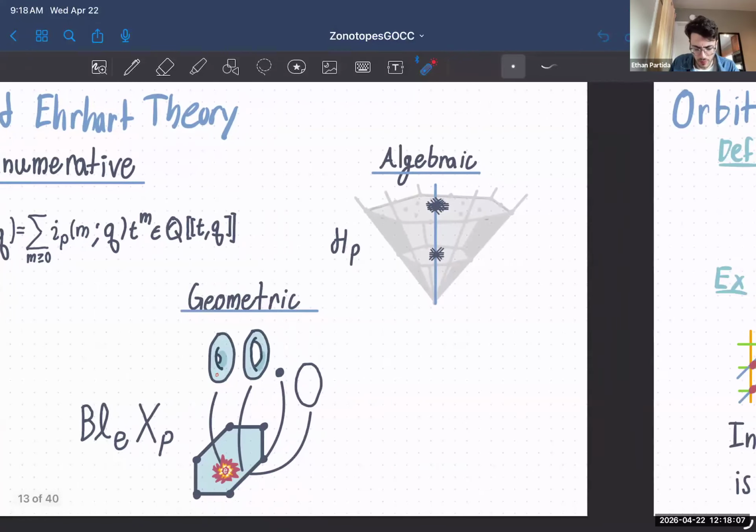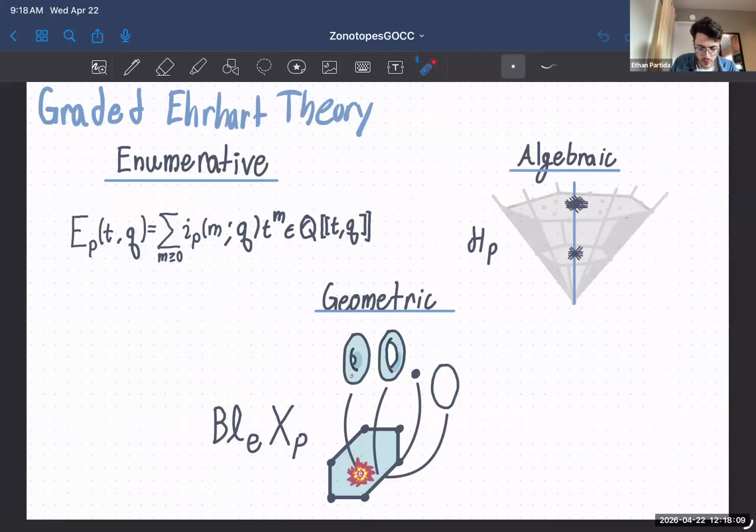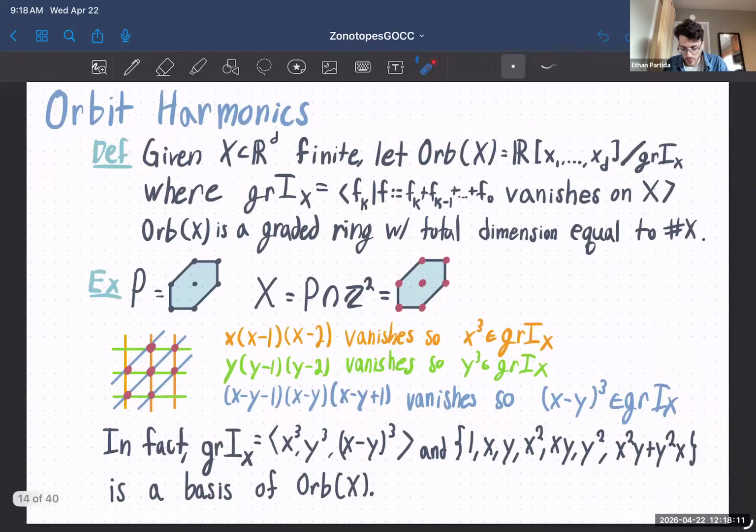Okay. But the construction takes a little bit of background to get through, mainly because it uses this machinery of orbit harmonics. And so I wanted to say a little bit about orbit harmonics. And so I'll start with the definition, and then on the next slide I'll try to give some context.